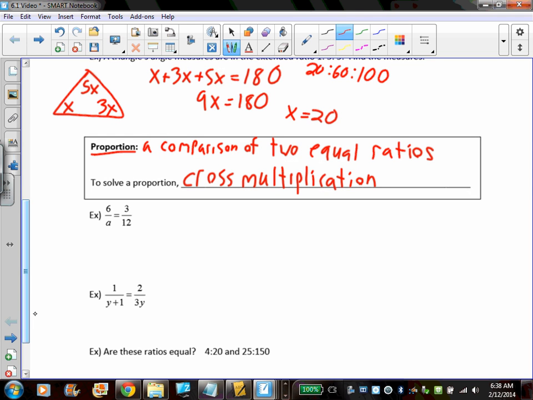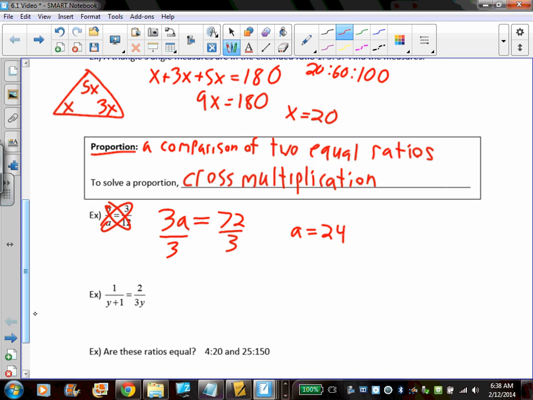So like in this first example, fish method would work, but so does cross multiplication. The idea here is that we're going to go diagonally across the equals and multiply those components. So 3 times a is 3a, and we're going to set it equal to the other one. 6 times 12 is what we had there, and 6 times 12 is 72. So we divide both sides by 3, and 72 divided by 3 is 24. So we get a equals 24.